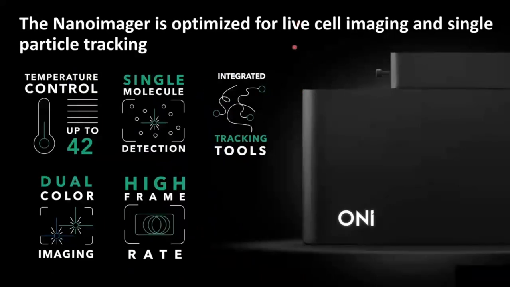In addition to doing fixed cell imaging, the Nanoimager is also optimized for live cell imaging and single particle tracking. And this is because it comes equipped with temperature control up to 42 degrees, has very powerful single molecule detection and integrated tracking tools that very easily allow you to go from acquisition to analysis right away. It can perform very fast dual color imaging with a high temporal resolution in the millisecond range.